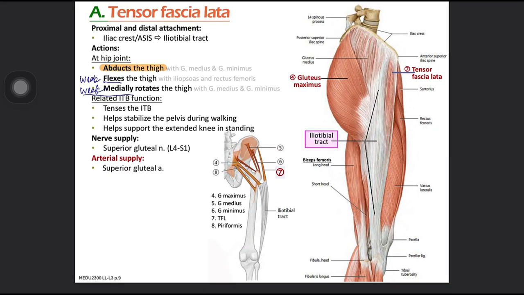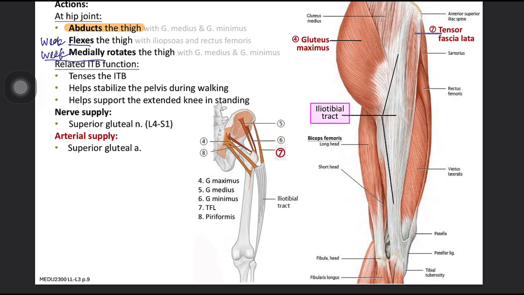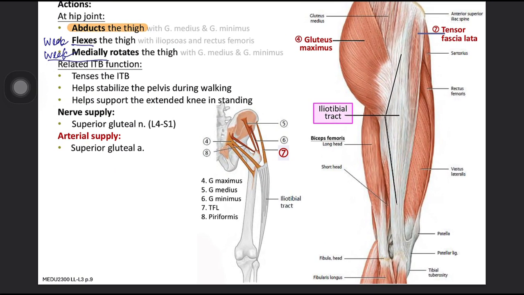But it is important when these muscles contract, they exert force and try to uplift the iliotibial tract. It actually tenses the iliotibial tract and helps to stabilize the pelvis during walking, and helps to stabilize the knee, the extended knee in standing. It is supplied by the superior gluteal nerve and also the superior gluteal artery.